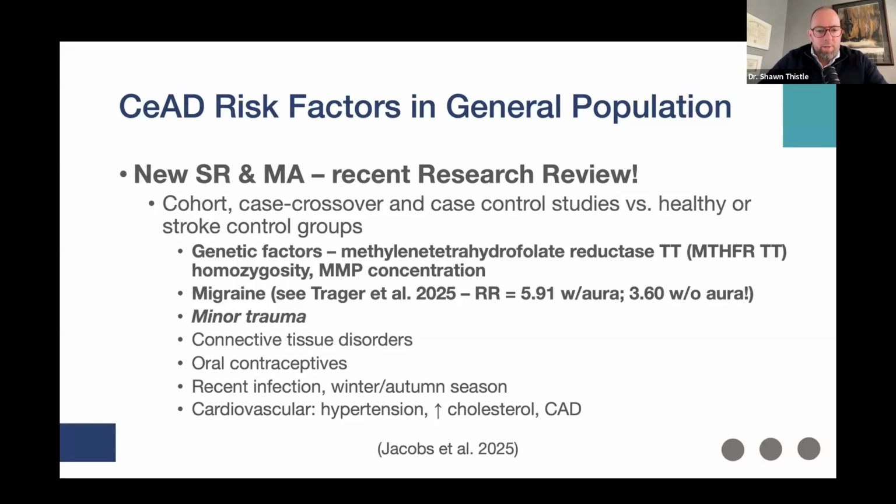Then there are things like minor trauma. Cervical manipulation has been put into that basket before.